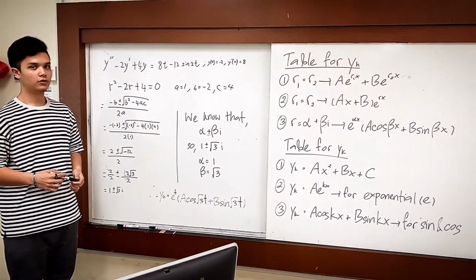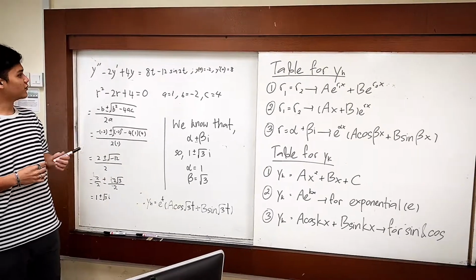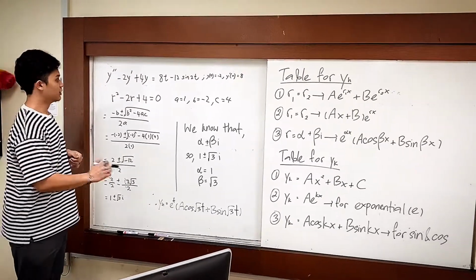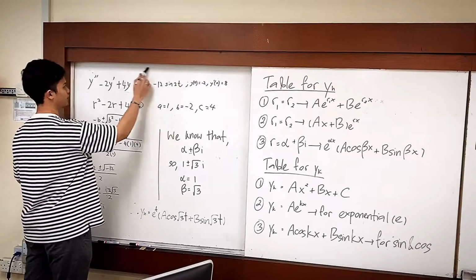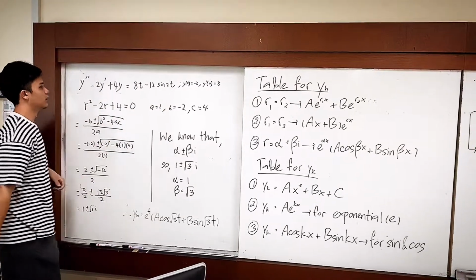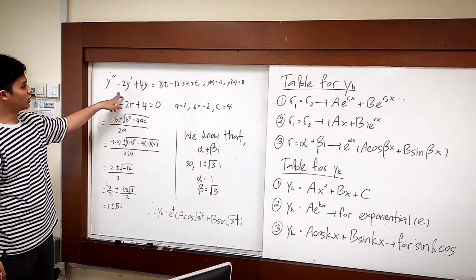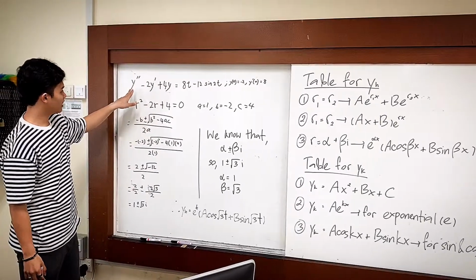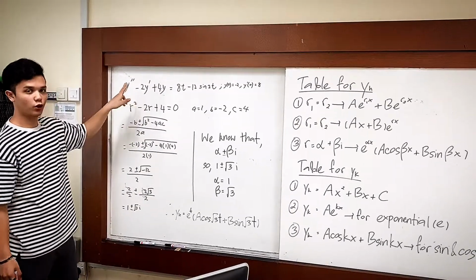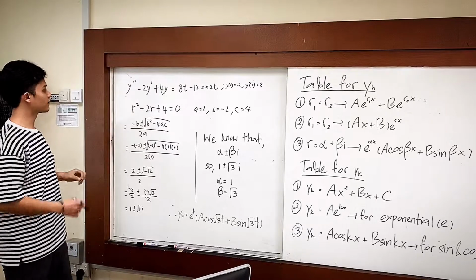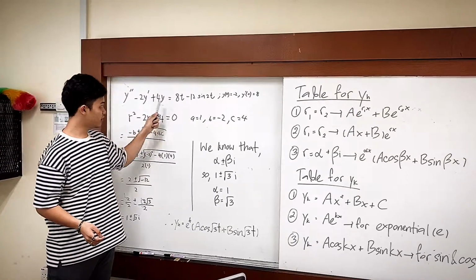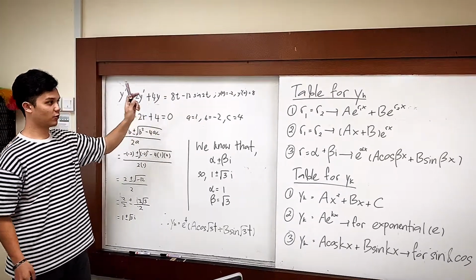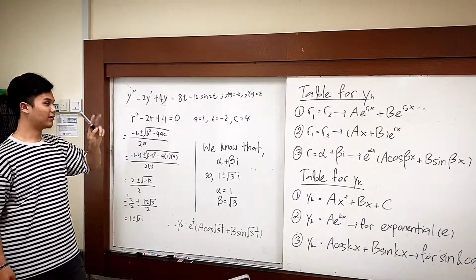And now we're going to show you one example of the differential equation. Okay, so now let's begin with our question. So this is the differential equation. It looks like this. First we check, is it homogeneous or non-homogeneous? This one is non-homogeneous because it's not equal to 0. So we're going to have YH and YP.